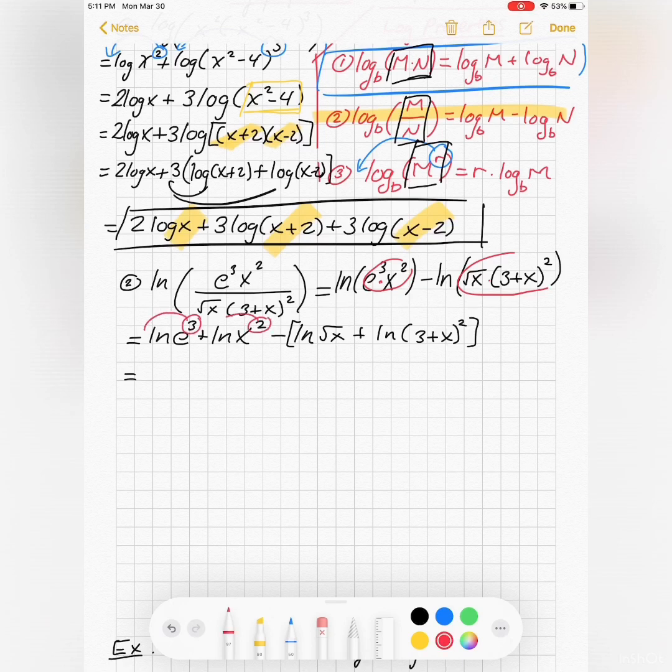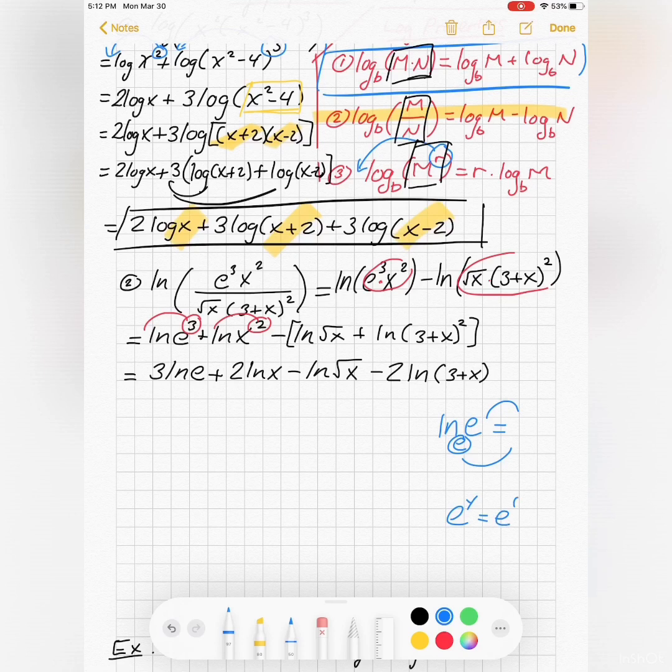Then what else? I can bring the exponents down here. 3 ln of e plus 2 ln of x minus ln root of x minus, should I bring that 2 down? ln of 3 plus x. Okay, can I do anything else? So what is ln of e? This is saying e to what power is e? Well, that's 1, right? e to the 1 equals e. So isn't ln of e just 1, 3 times 1?